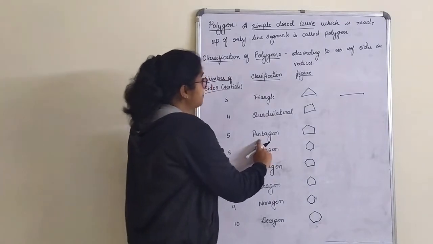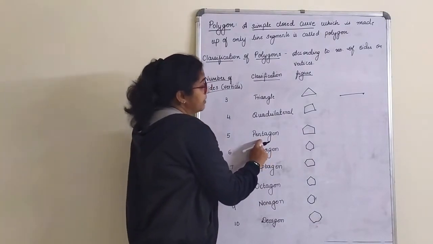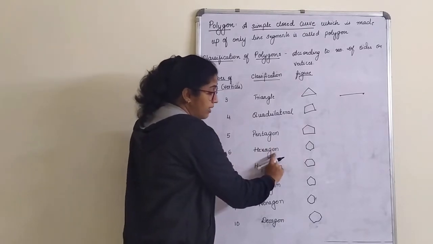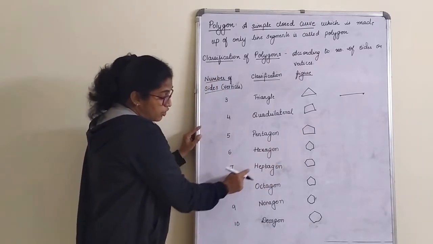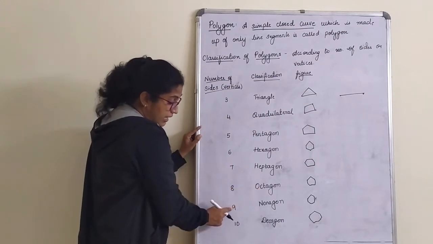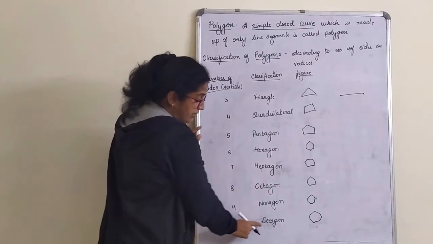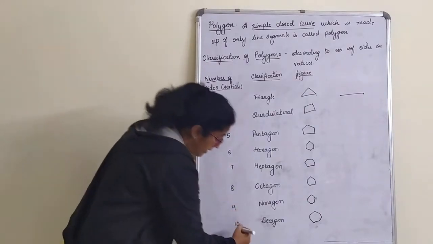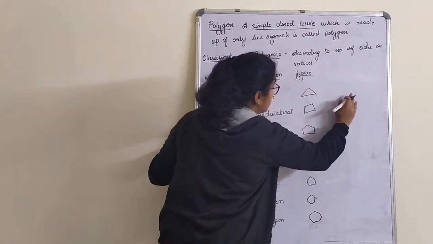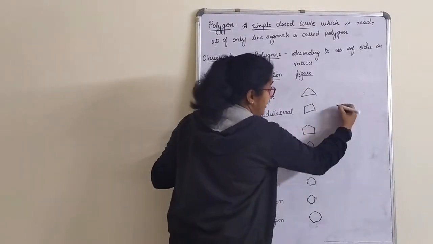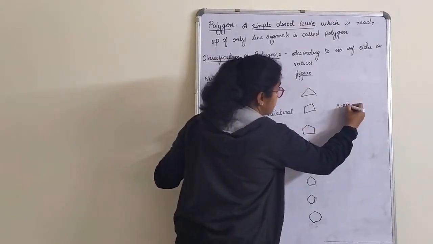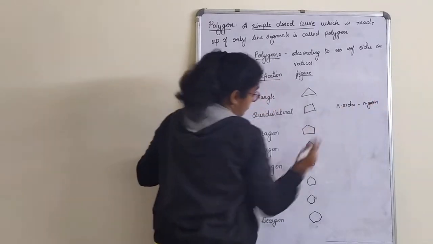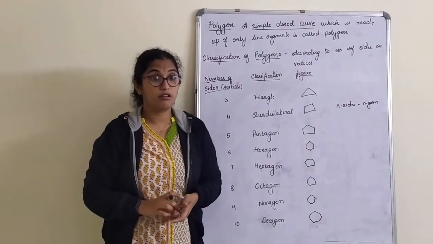So a five-sided figure or a five-sided polygon is called a pentagon. Number of sides 6 is called hexagon. 7, heptagon. 8, octagon. 9, nonagon. 10, decagon. So on. If I go to n sides, I will write here since I do not have space down. You have to write it below. N sides, there is no figure for this. N-gon. Right? So this is called an n-gon.